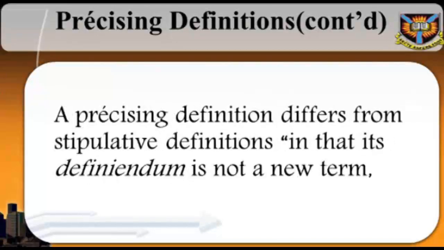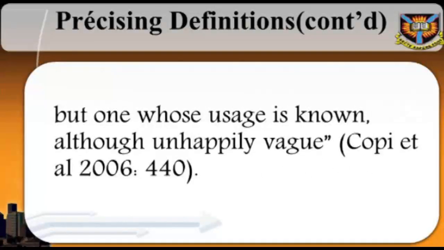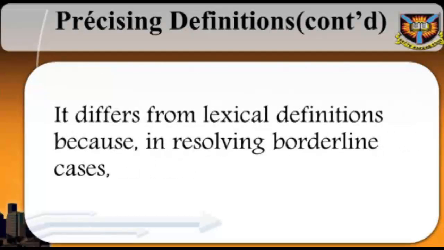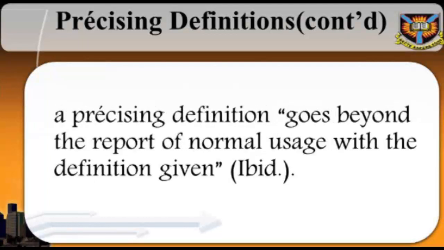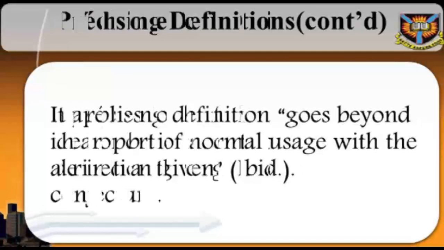A precising definition differs from stipulative definitions, in that its definition is not a new term, but one whose usage is known, although unhappily vague. Copy et al. 2006, page 440. It also differs from lexical definitions because, in resolving borderline cases, a precising definition goes beyond the report of normal usage with the definition given.